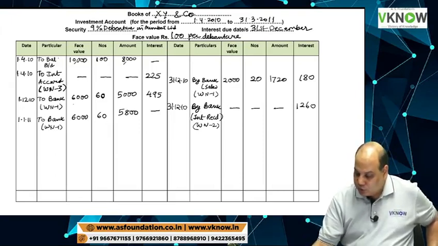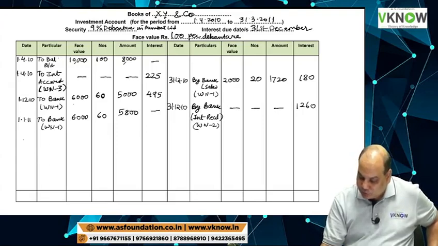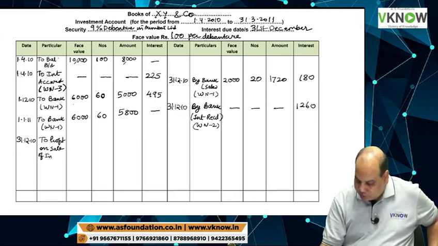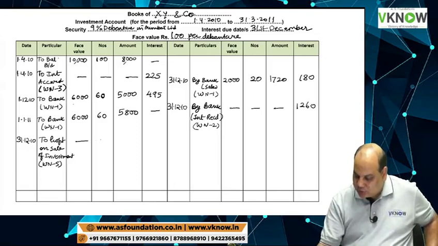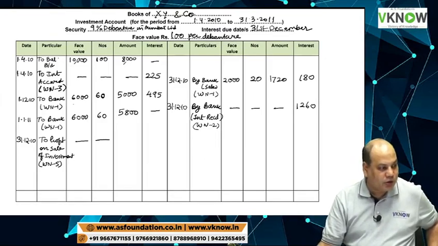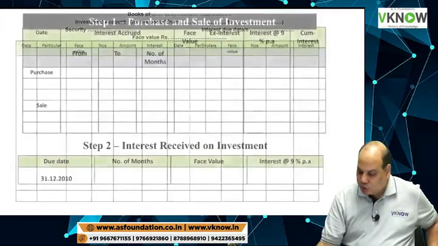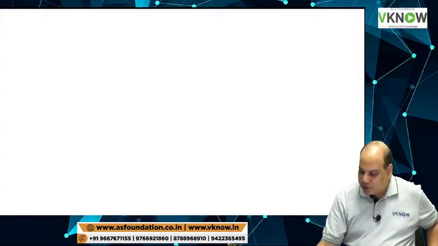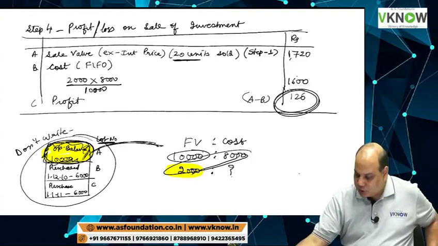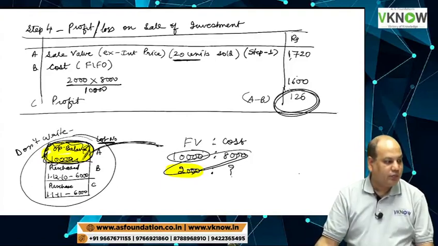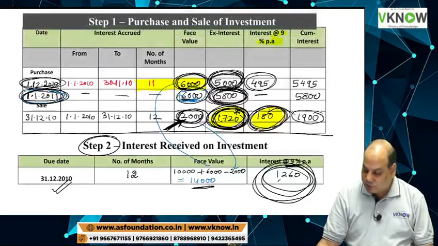1260, and this you will write in interest column, 1260. When you sold the investment, there was a profit also which you have to record. 31/12/10, to profit on sale of investment. That was working note 5. So can somebody tell me how much is the profit on sale of investment? We'll go to working note 5 and check. On the screen at the top, the profit on sale of investment was 120.